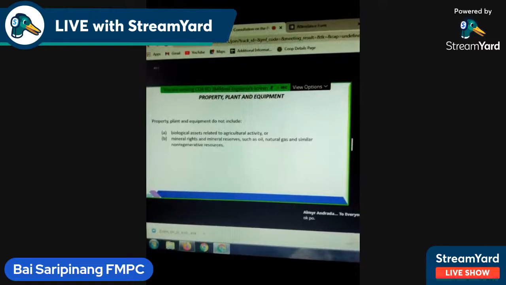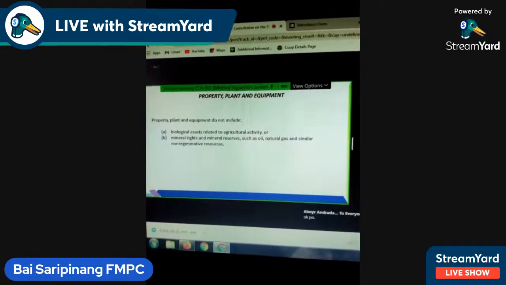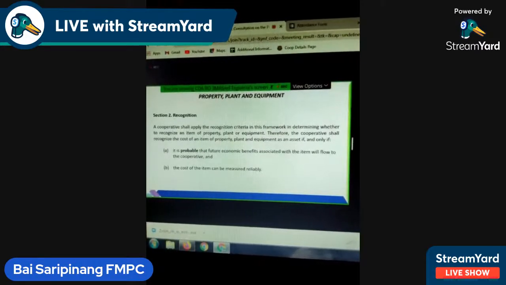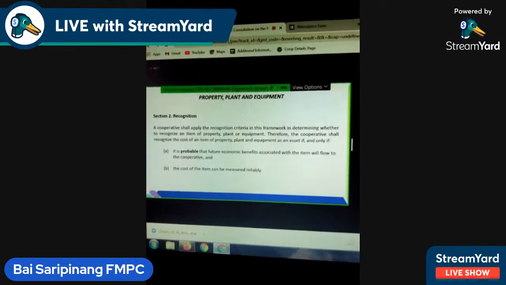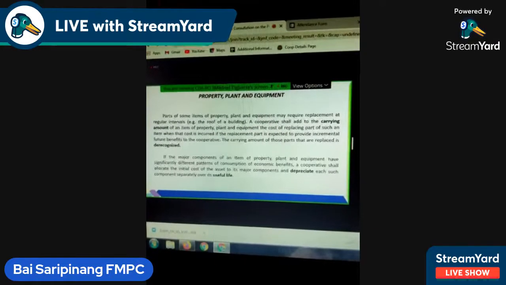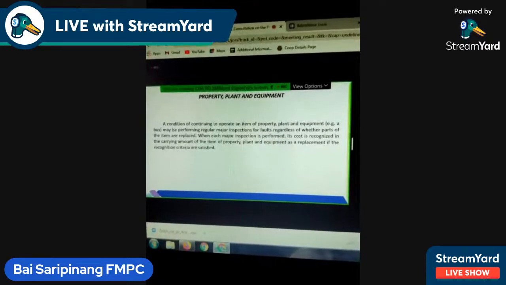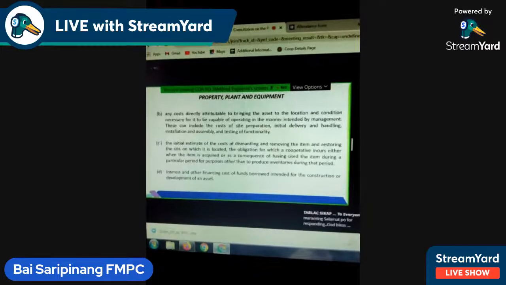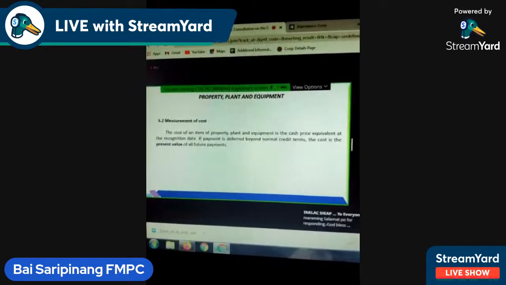And then for property, plant, and equipment, do not include, hindi po kasama sa property, plant, and equipment yung ating biological assets related to agricultural activity or mineral rights and mineral reserves such as oil, natural gas, and similar non-regenerative resources. So hindi po yan isinasama sa property, plant, and equipment. Okay? Now, on the recognition of this PPE, it's just the same. Wala po tayong pagbabago ginawa dito, even on its measurement. Just the same.